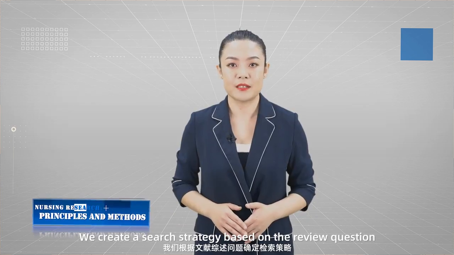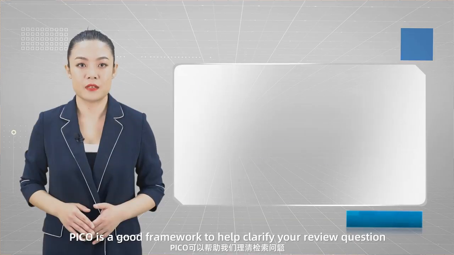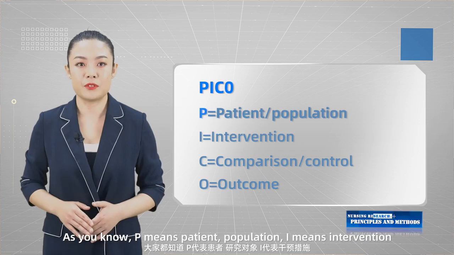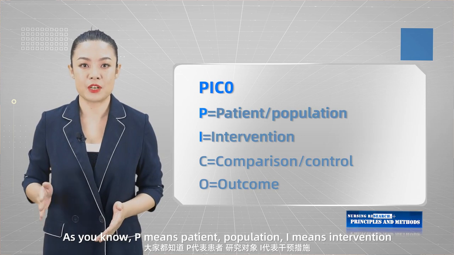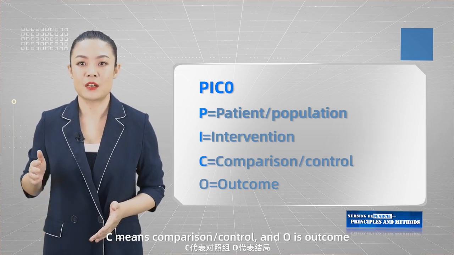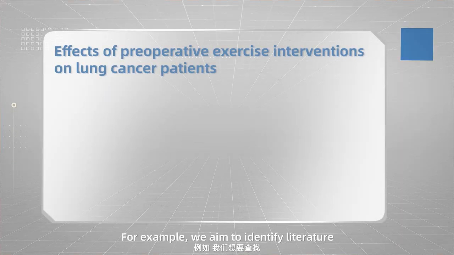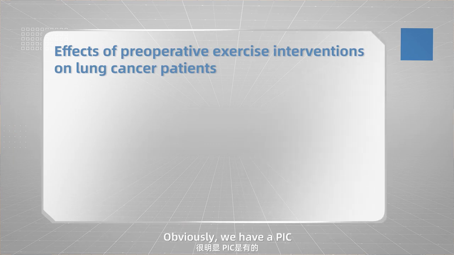We create a search strategy based on the review question. PICO is a good framework to help clarify your review question. As you know, P means patient, population, I means intervention, C means comparison or control, and O is outcome. For example, we aim to identify literature related to the effects of preoperative exercise interventions on lung cancer patients. Obviously, we have a PIC.